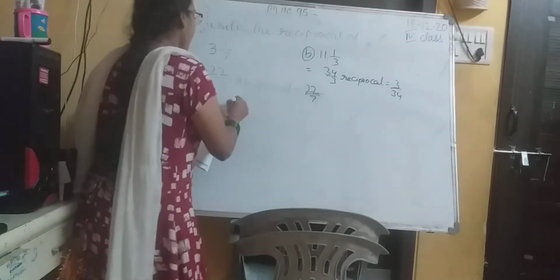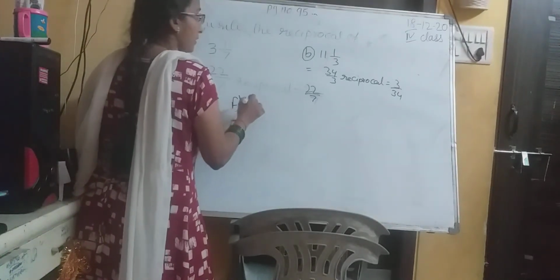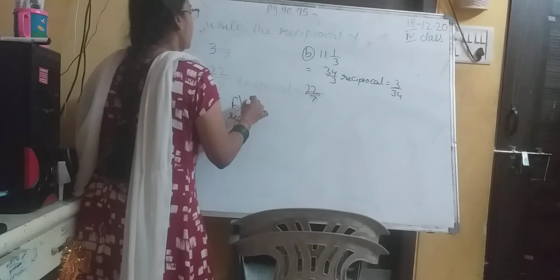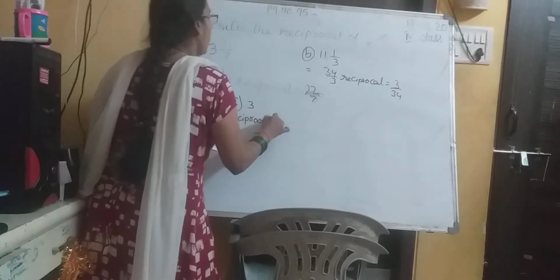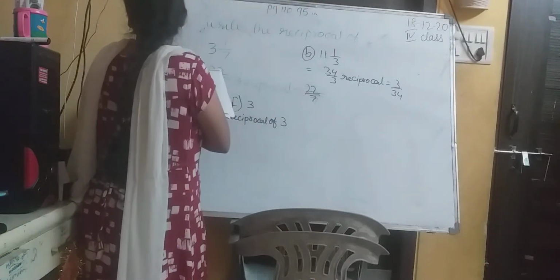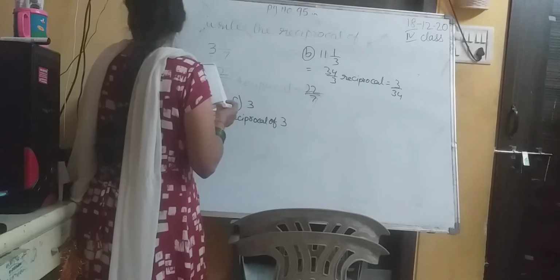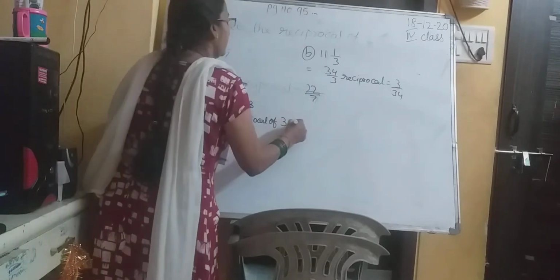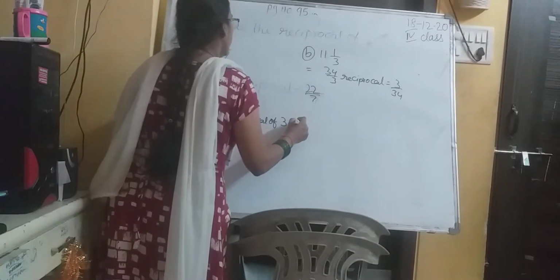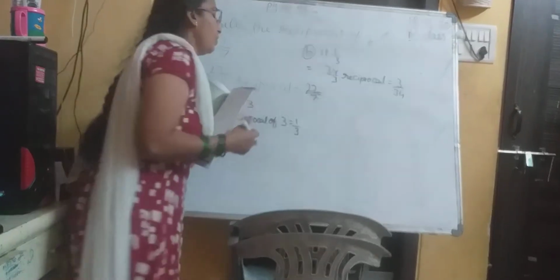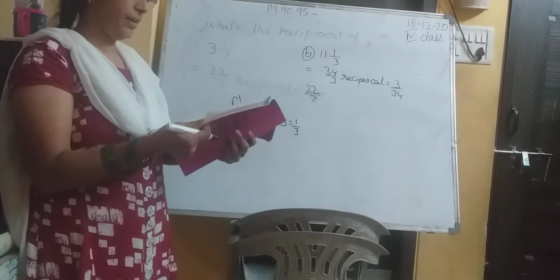Here, F1, you see you have only 3. Reciprocal of 3 is 3 by 1, so the reciprocal of 3 is nothing but 1 by 3. Like this you are going to write. Did you all finish?